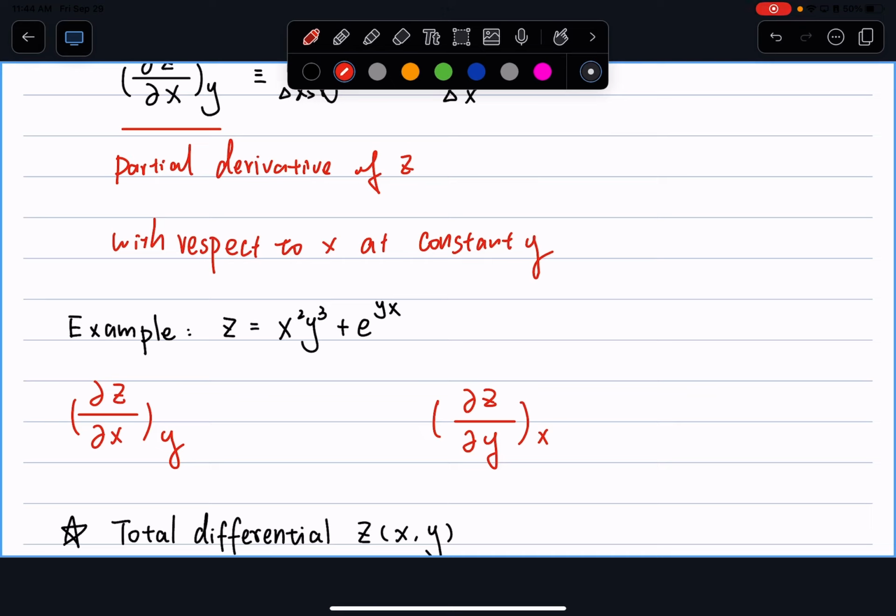Actually, we have some time, so we can just quickly work on it. If we keep y constant, then in the first one, y is just acting as a constant, so we just put it down. So y cubed, and we take the derivative with respect to x. And the same on the right-hand side, we keep y constant.